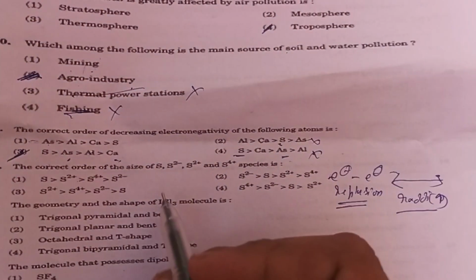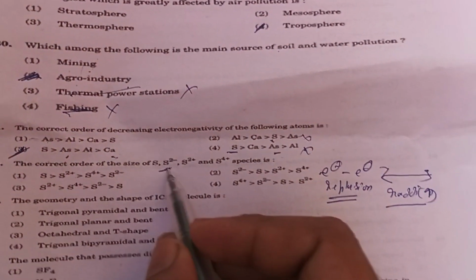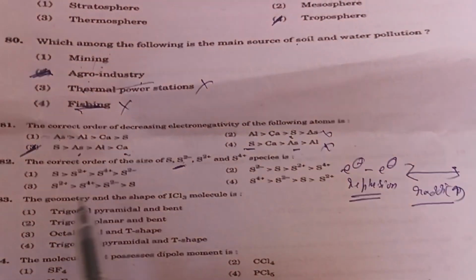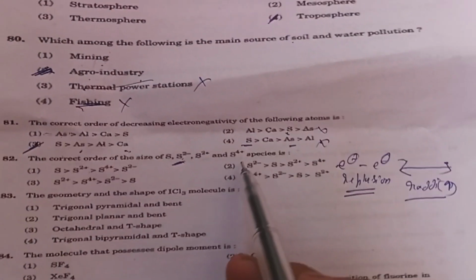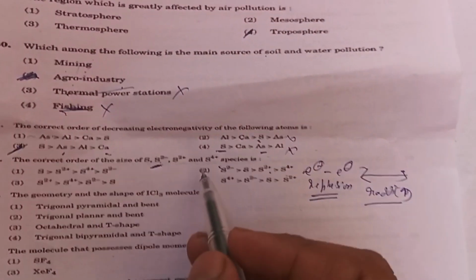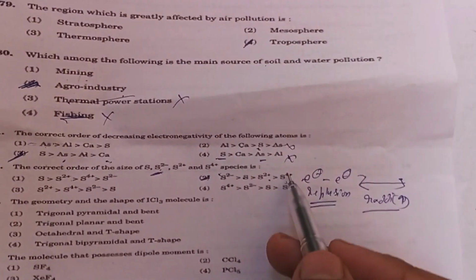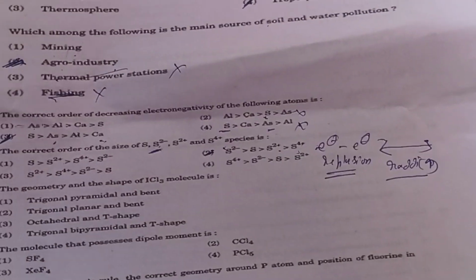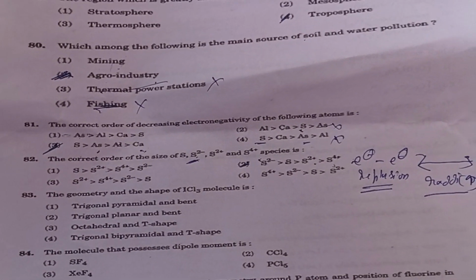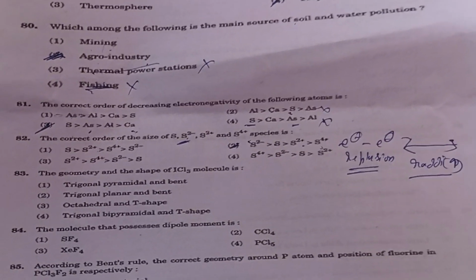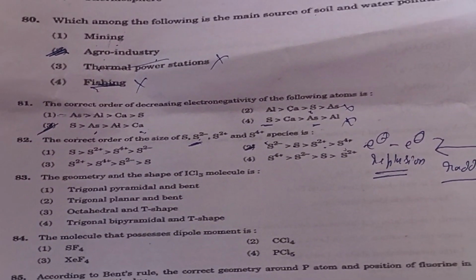So, if there is a 2 minus charge, there will be more electrons, so more size. So S2- is greater than S, and S is greater than S2+, and S4+. Since S4+ has fewer electrons, having lost 4 electrons, it has the smallest size. Since it is electropositive in nature, if we remove the electrons, then a reduction of radius will take place.